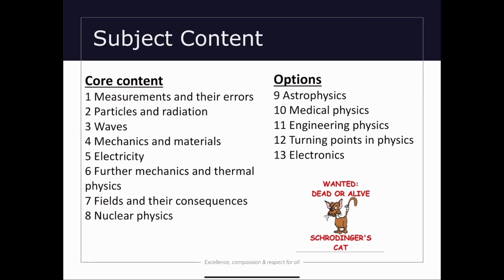Then we also have 5 optional subjects from which we can choose in year 13, ranging from astrophysics down to electronics. We usually end up settling on something like turning points in physics because it goes hand in hand with our core material, but there is of course scope, if interested, to expand to one of the other 4 topics.